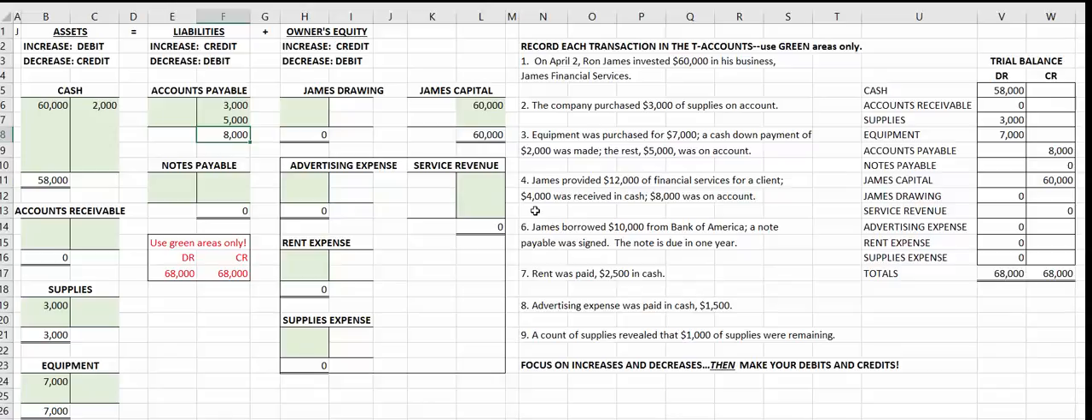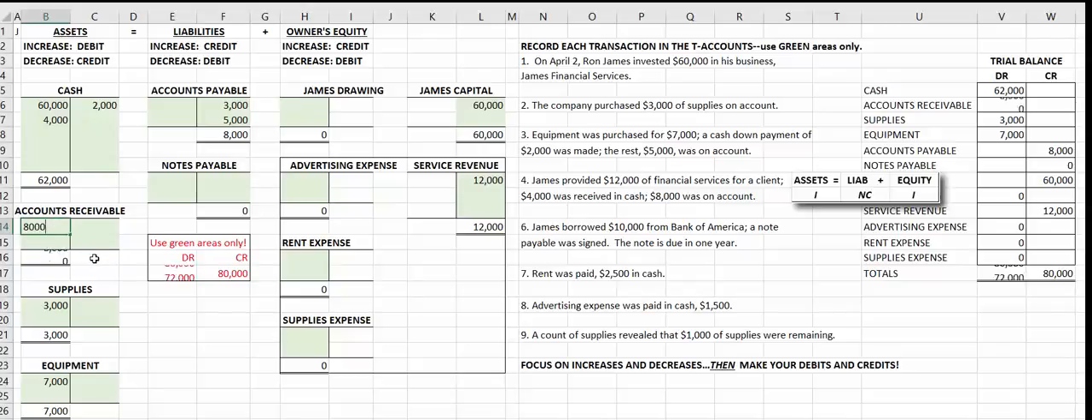Now we're going to earn some revenue in transaction 4. We earned $12,000 of revenue. This is an increase in owner's equity. And an increase in owner's equity is with a credit. So credit the revenue $12,000. $4,000 was received in cash, so cash going up by $4,000. And we also have some accounts receivable going up by $8,000. So two assets going up, which balance the revenue being earned. Trial balance is still in balance.